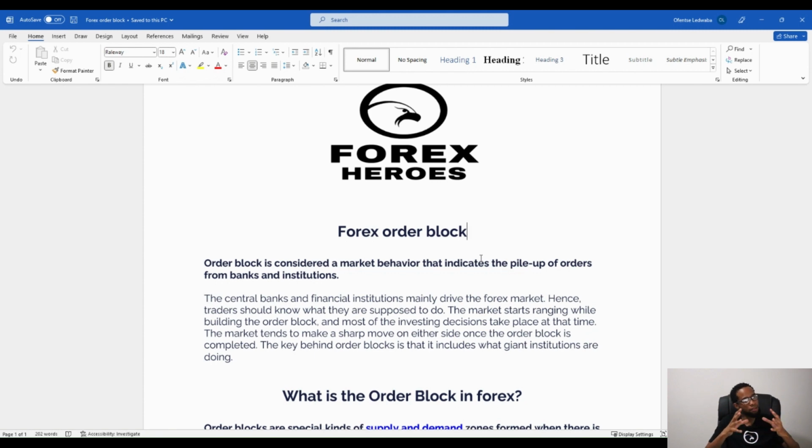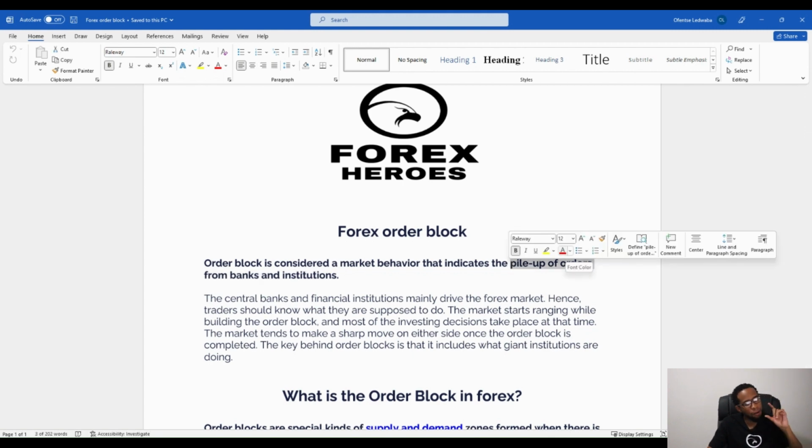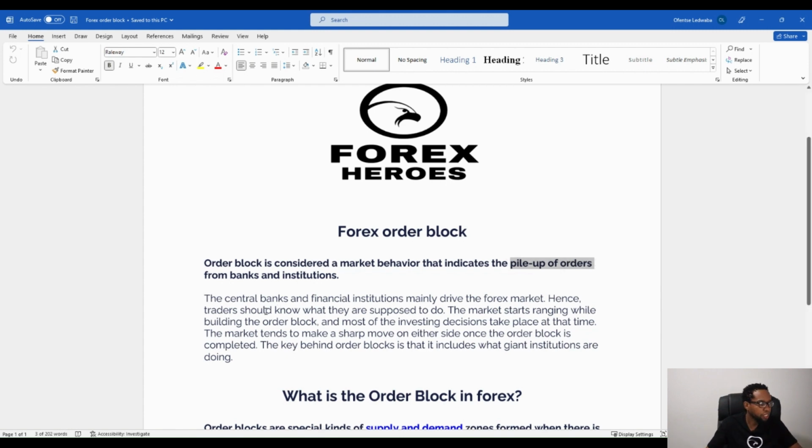An order block is a market move that indicates the pile of orders. Understand this: a pile of orders simply means there are a lot of orders that banks have put in place at that specific area. The central banks and financial institutions mainly drive the forex market. This explains it as it is, which is true. Hence, traders should know what they are supposed to do.